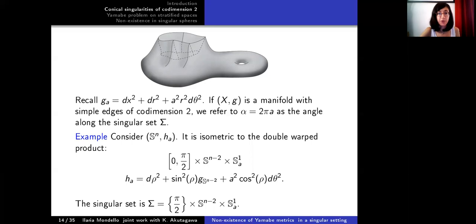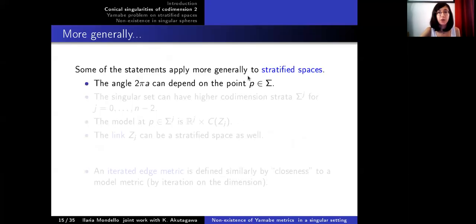Now, some of the results that I'm going to state actually hold in a more general setting, which is the one of stratified spaces. In order to understand what stratified spaces are, you just need to modify a bit the previous definition that we gave. The first thing is that the angle 2πa along the codimension 2 singularity can depend on the point. It is not necessarily fixed along the singularity.